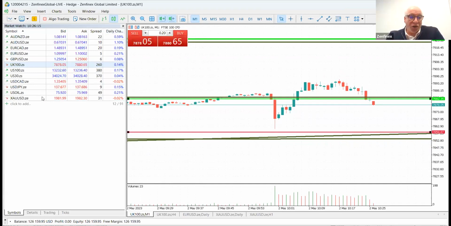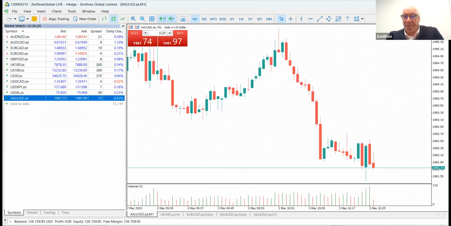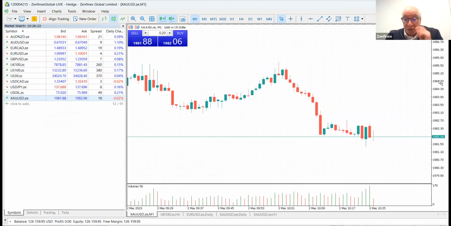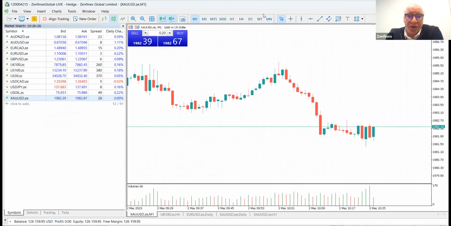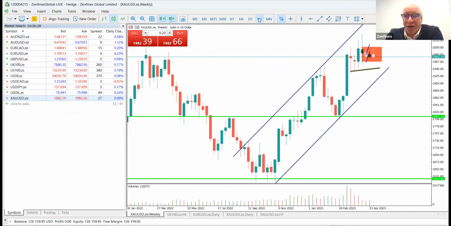So I always look at gold. Let's see what gold is doing right now. And we'll come back to the FTSE and we'll look at it from time to time. There's no point just staring at a trade setup, as it'll drive you crazy. So here we have a weekly perspective on the gold.